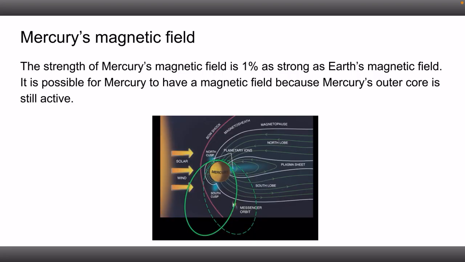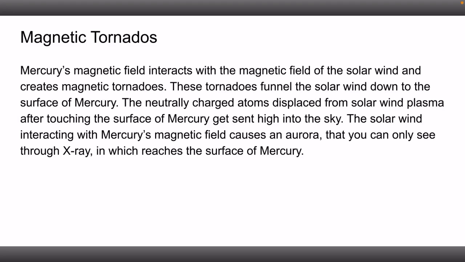Mercury's magnetic field. The strength of Mercury's magnetic field is 1% as strong as Earth's magnetic field. It is possible for Mercury to have a magnetic field because Mercury's outer core is still active. Magnetic tornadoes. Mercury's magnetic field interacts with the magnetic field of the solar wind and creates magnetic tornadoes. These tornadoes follow the solar wind down to the surface of Mercury.